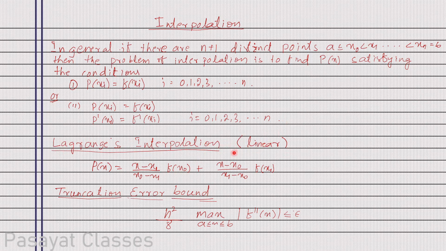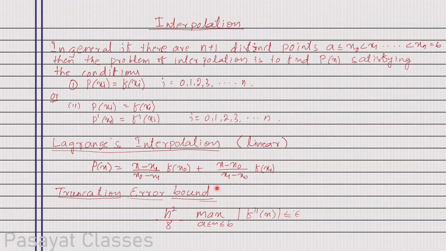In this case, the polynomial p(x) can be approximated as (x minus x0) divided by (x0 minus x1) into f(x0), plus (x minus x0) by (x1 minus x0) into f(x1). Here x0 and x1 are the nodal points. Clear? And the truncation error bound for this Lagrange linear interpolation polynomial is h squared by 8 into the maximum over a ≤ x ≤ b of the second derivative of f(x), and this modulus is always less than or equal to epsilon.